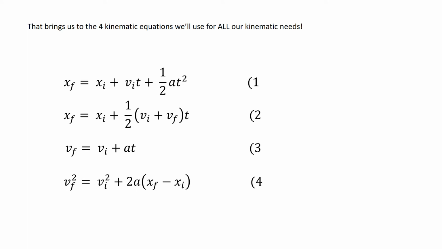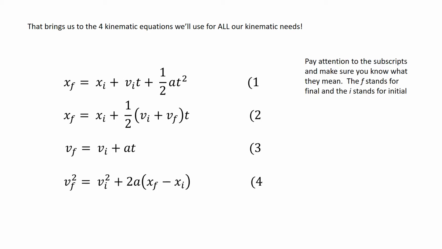And then the fourth equation, this does not have time in it at all. The time parameter has been removed. V final squared equals V initial squared plus 2a times the quantity x final minus x initial. So this would be the equation you would use if you did not have any time as one of your knowns.